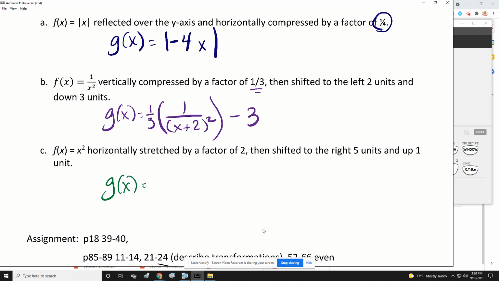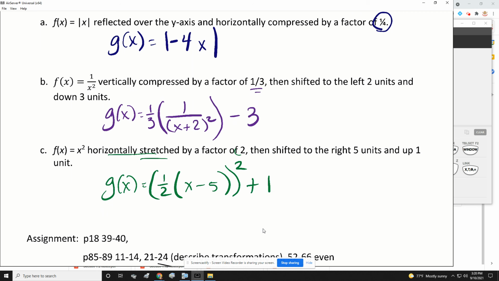Okay, and then horizontal, take the quadratic horizontal stretch by a factor of 2. So remember, we use the reciprocal on the horizontal stretches and compression. Then right 5 and up 1. Okay, so if I'm horizontally stretching it, I need a 1/2 there. And then I'm going to have to do x minus 5 in its own set of parentheses, so my stretch doesn't affect my shift. Squared on the outside, and then up 1.